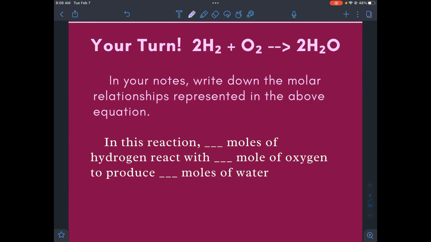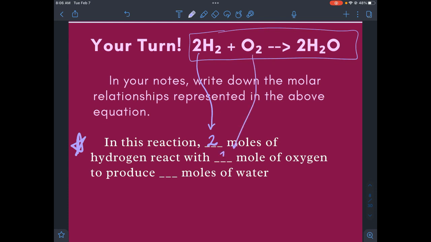Here's another example. I want you to write down the molar relationships represented by this equation here. This equation is the synthesis of water. Go ahead and pause to try it out. Try to fill in these numbers down here and then press play to check back with me. The mole ratios for these chemicals are simply going to be the coefficients. So 2 moles of hydrogen react with 1 mole of oxygen to produce 2 moles of water. So again, pause here if you need to before you move on.